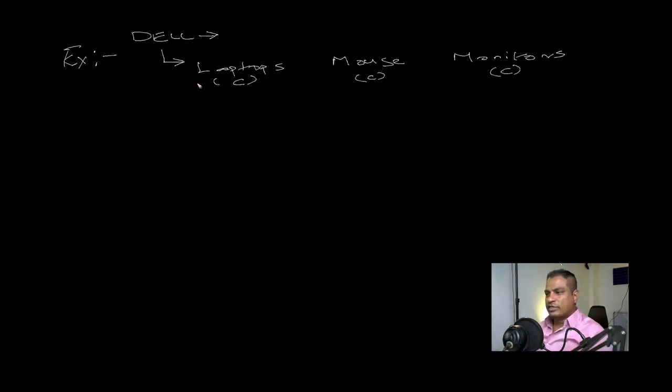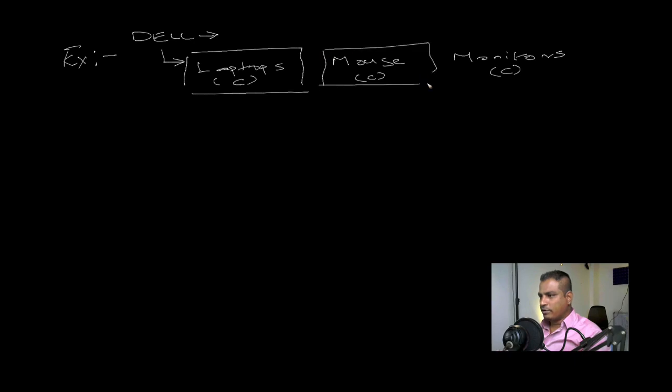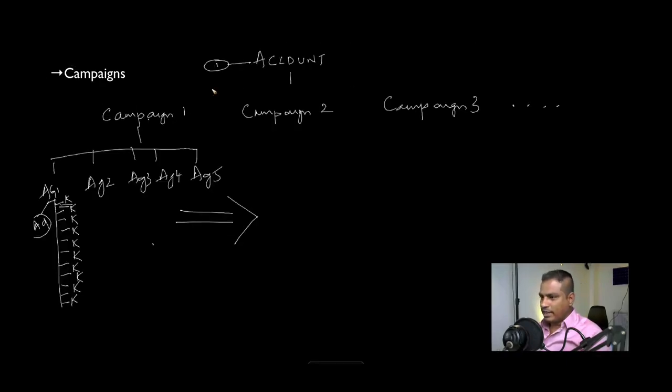So effectively, don't you think a campaign broadly talks about the product category? When I talk about creating campaigns, I'm talking about creating a campaign for a product category. Now, what does a campaign have? Let's go back quickly. Campaigns have ad groups. So this is an ad group, this is an ad group, this is an ad group, this is an ad group.